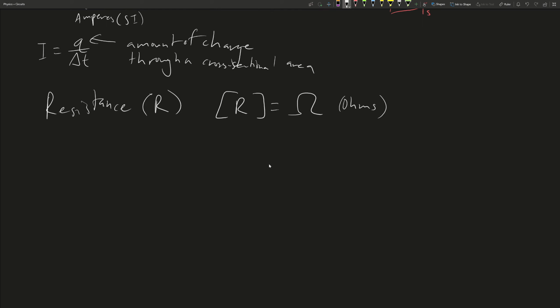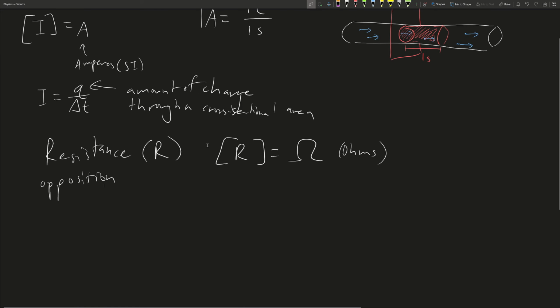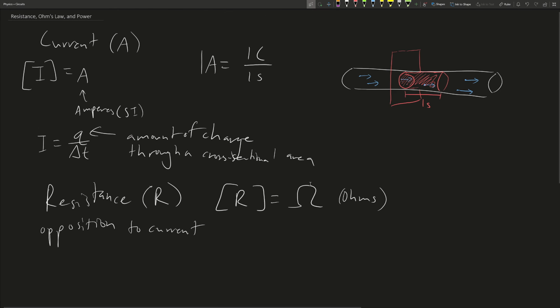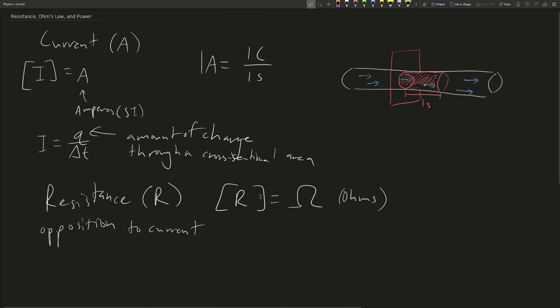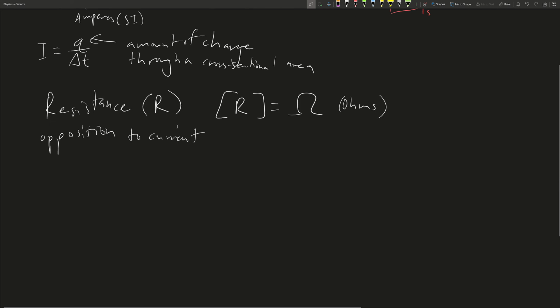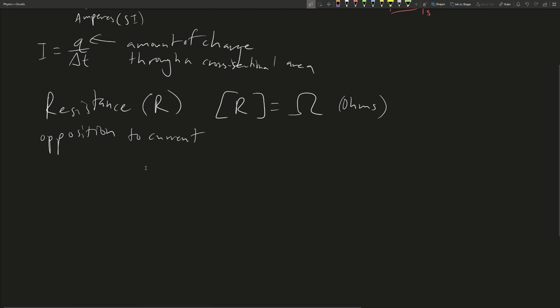Now resistance is the opposition to the flow of charges, so opposition to current. And we can relate resistance, current, and voltage or electromotive force through an equation called Ohm's Law, which I'll get to later. But basically, the higher the resistance is, the harder it is for a current to flow given a certain voltage.